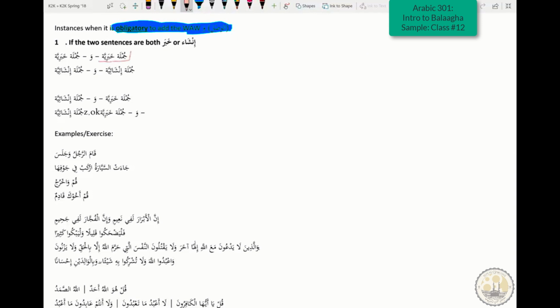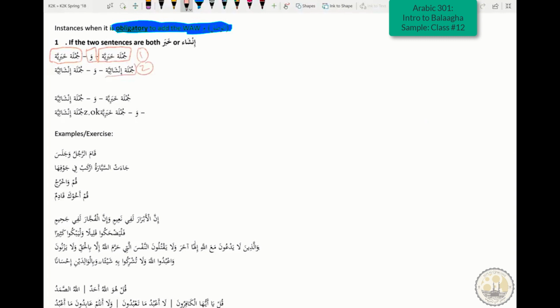Jumla khabariya, right? Sentence 1 is jumla khabariya. Then sentence number 2, jumla khabariya, aydan. Okay? In this instance, when both of them are khabariya, this waw has to be inserted between them. This is the first template. The second template is what?